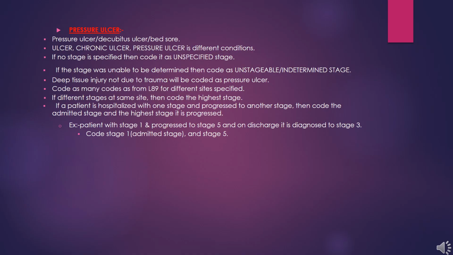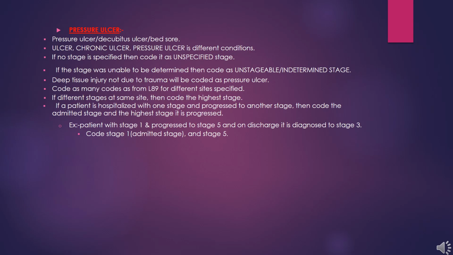Pressure ulcer, decubitus ulcer, pressure sore, chronic ulcer. Pressure ulcer and chronic ulcer are different conditions. If no stage is specified, then code it as unspecified stage. If the stage was unable to be determined, then code as unstageable, indeterminate, or unspecified stage. Deep tissue injury not due to trauma will be coded as pressure ulcer.